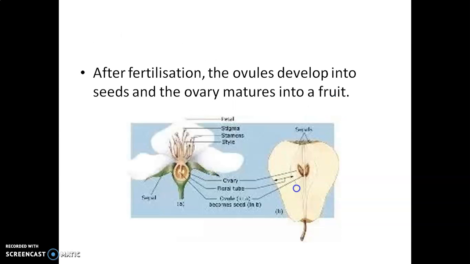Okay. Study the examples too. Then after fertilization, what happens, children? The ovule will develop into seed. Here the ovules inside, on the placenta, develop into seeds, and the entire ovary develops into fruit.